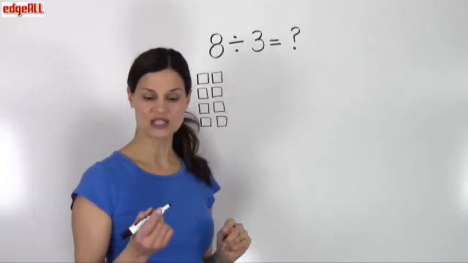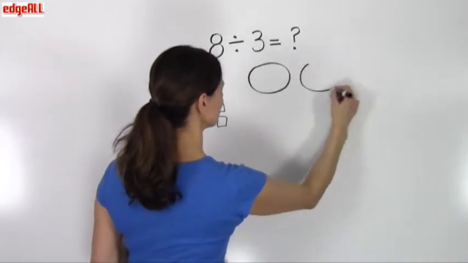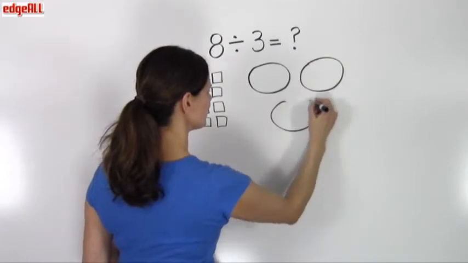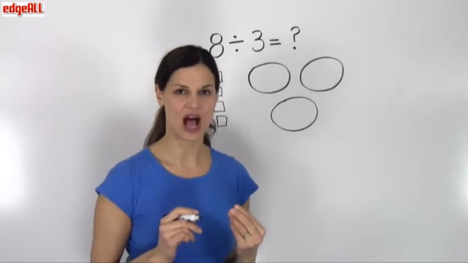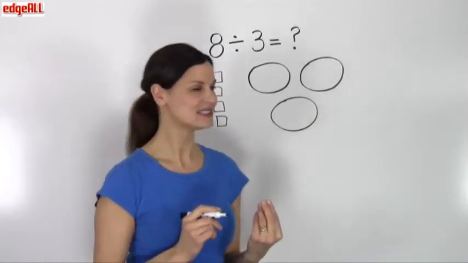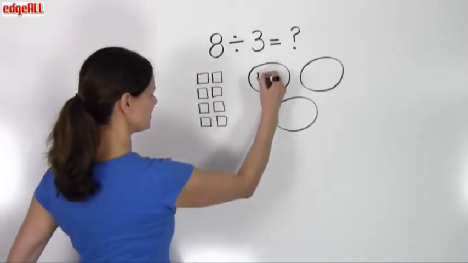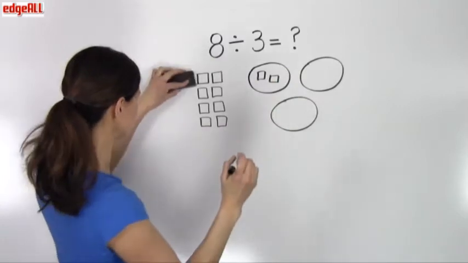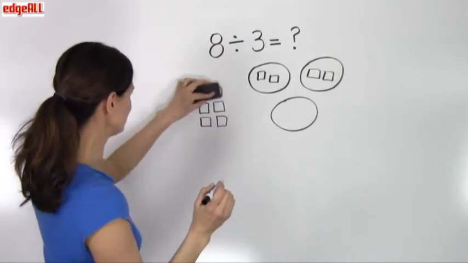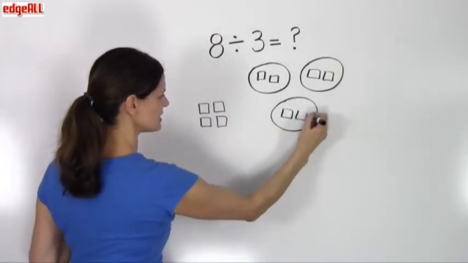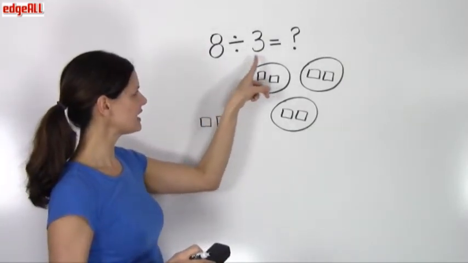And so what I want to do is I want to have 3 groups. So these are going to be my 3 groups. I want to have 3 groups of objects where there's the same number of objects in each group. And so I can start by, for example, I'm going to put these first 2 squares here into this group. And then I'll put 2 more of my squares into the next group, and 2 more of my squares into the third group.